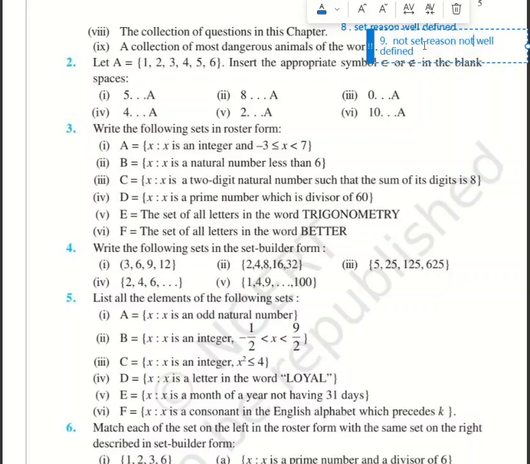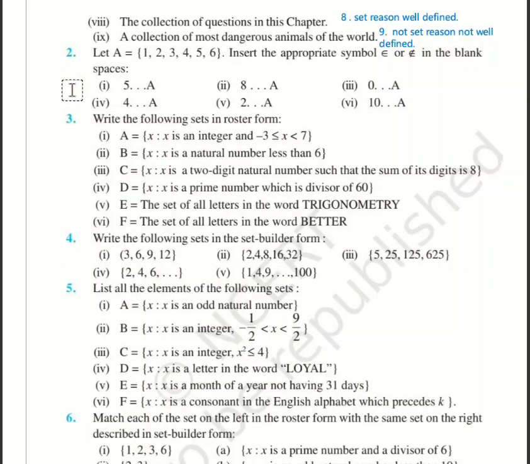Now it's time for question 2. In the second question it says: let A equal 1, 2, and so on, this is a set, and insert the appropriate symbol. This symbol is known as epsilon, and this is not epsilon. We covered this also in our last lecture. What is meant by epsilon? Suppose this is A, and if an element belongs to A, then it is written with epsilon, and if not, then with not epsilon, in these blank spaces.